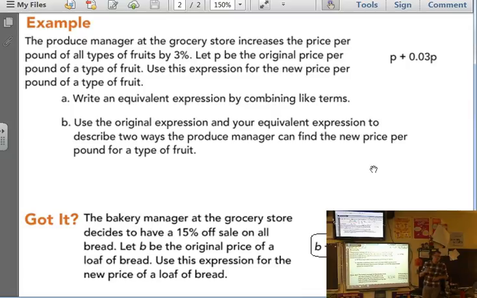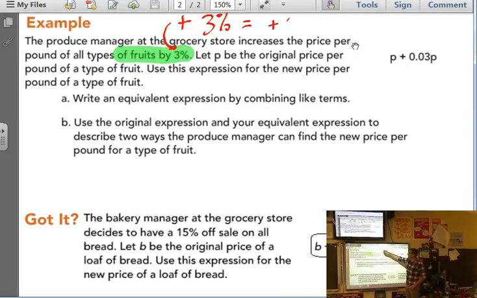When we increase prices, so we have a produce manager that says he's going to increase all the prices of the fruits by 3%. It's inflation. That happens every single year. Prices increase. You just don't realize it because it happens slowly. So if we increase by 3%, that really tells me that we're going to go up or add 3%, which really means we're going to add 0.03, but 0.03 of what?